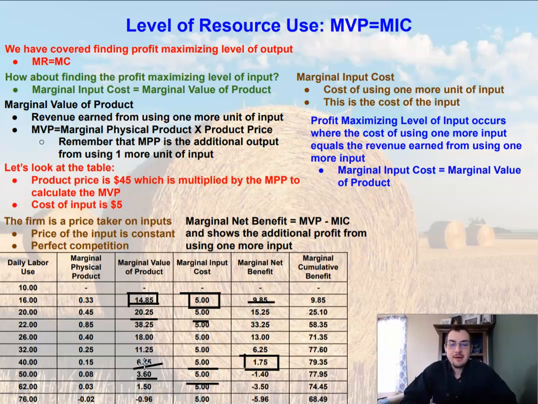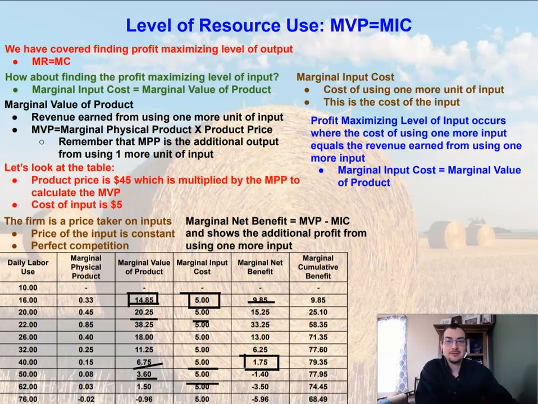So as long as that marginal value of product is greater than the marginal input cost, and remember that marginal value of product is how much they're earning per unit of input, how much that input is going to earn you, as long as it's greater than the marginal input cost, you're going to increase production. But as soon as that marginal value product is less, the amount that you're going to earn per input is less than the amount that it's going to cost you per input, you're actually going to decrease production.